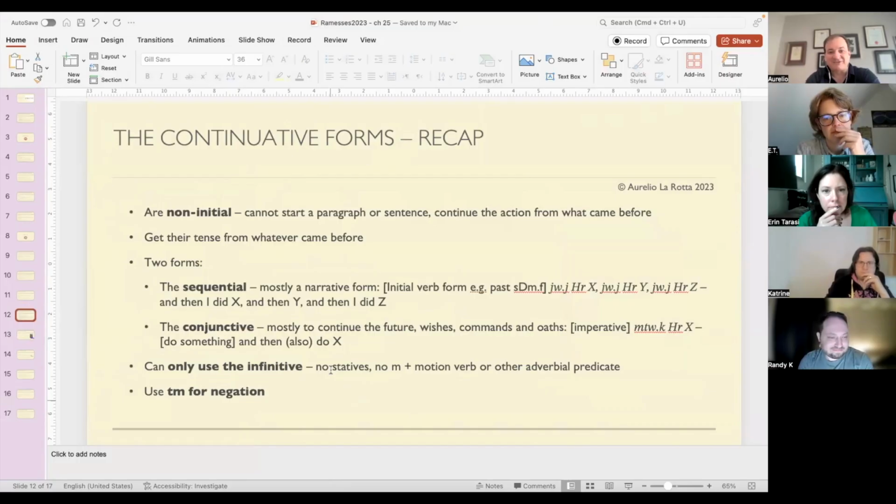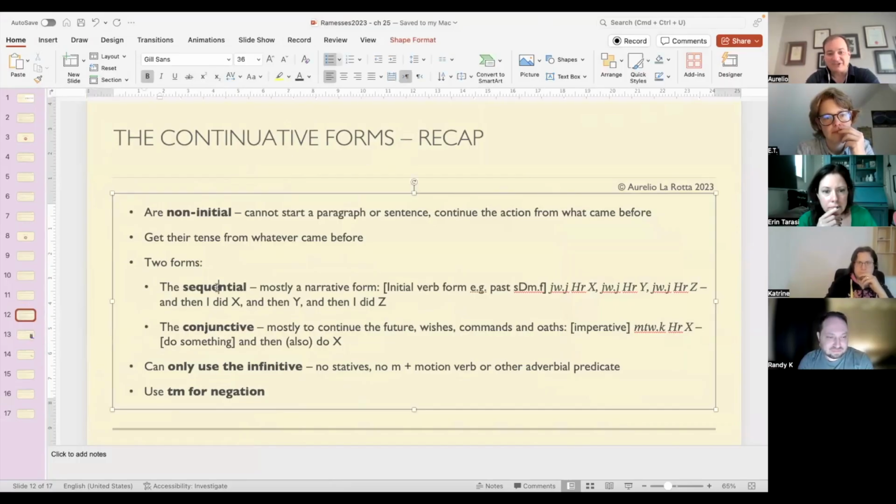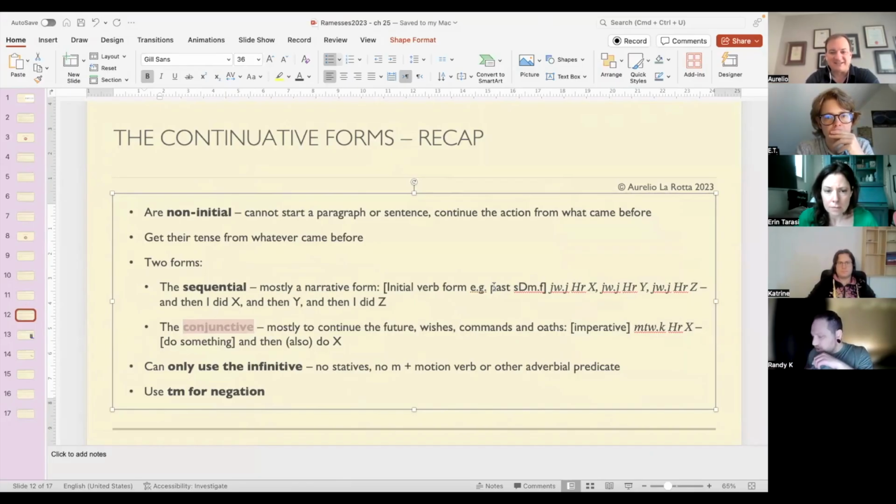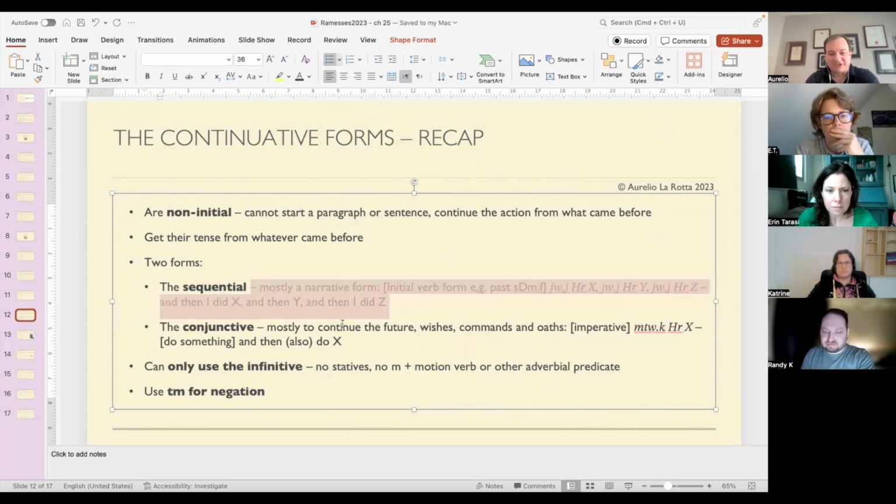We had spent the last two sessions talking about two things, namely the sequential, which is a narrative form, and the conjunctive, with the sequential being essentially lots of U's, you plus subject, and then her plus infinitive. And you just use that to make long narratives in the past. Then he did this, then she did that, then they did this, and so on. And that's just a normal way to make your past narration more elegant.